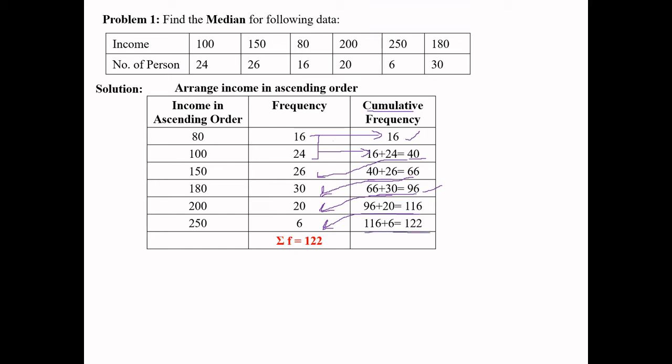Now calculate sigma f. Sigma f is calculated by adding all the values of frequency. So 16 plus 24 plus 26 plus 30 plus 20 plus 6 is 122. The value of sigma f is 122. The value of sigma f and the last value of cumulative frequency will always be same. Sigma f or n is 122 and 122 is an even number.